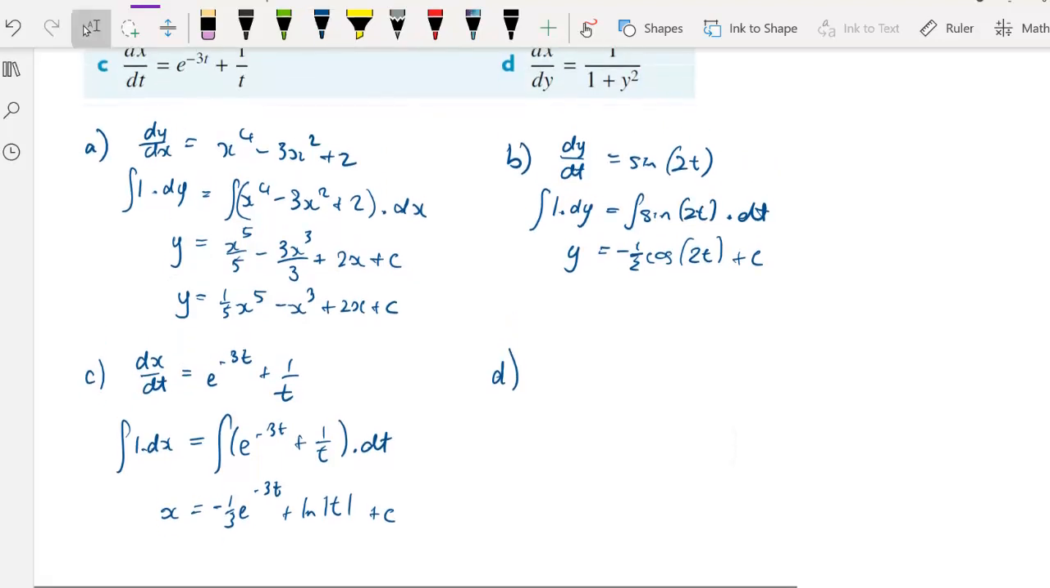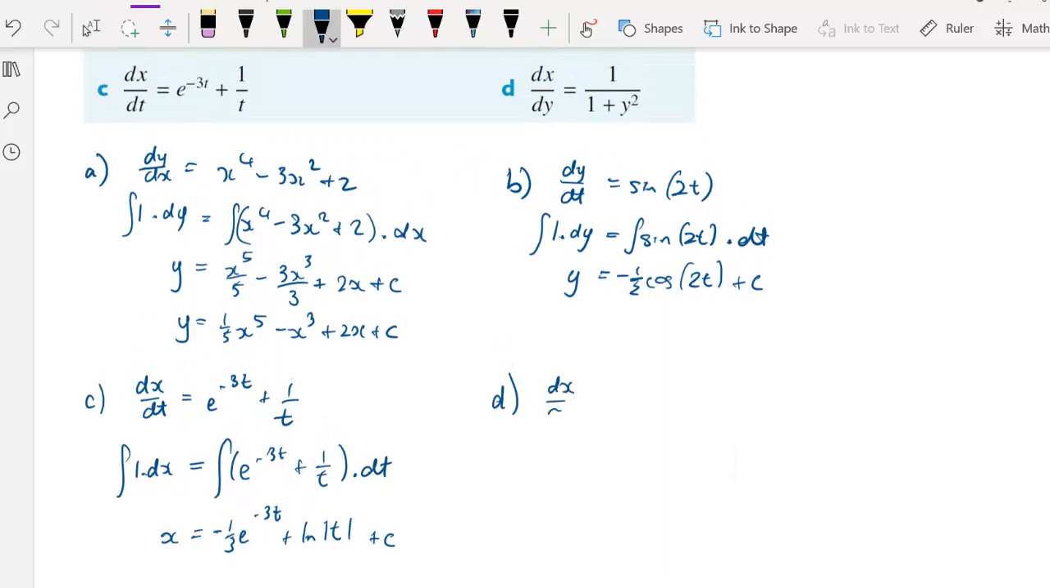Finally, when we look at D, we're looking at dx/dy is equal to 1 on 1 plus y squared. Same approach. We can see the variable on this side is y. We can separate this differential, and we've got 1 dx and 1 on 1 plus y squared dy. Now hopefully we can see the pattern here. We can see that this is a over a squared plus y squared, or x squared variable. So this becomes a tan.